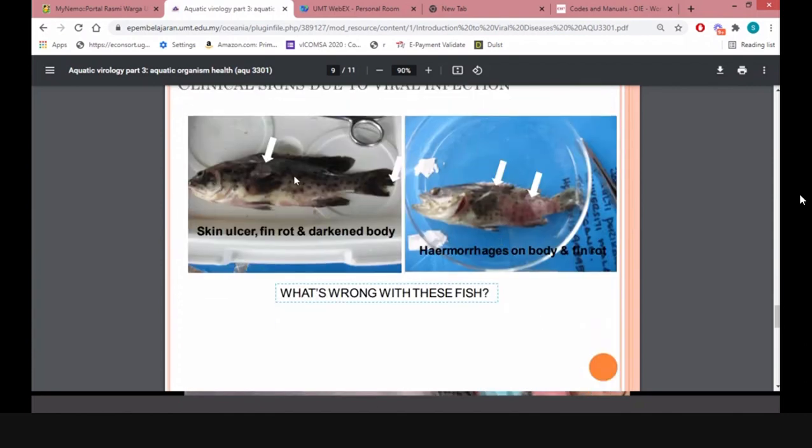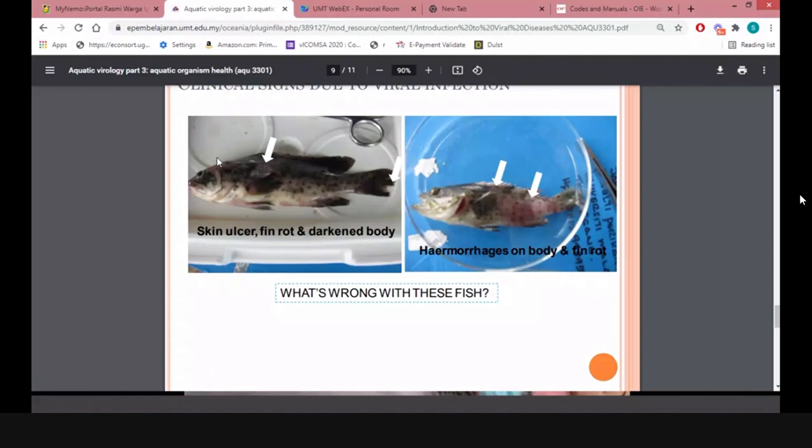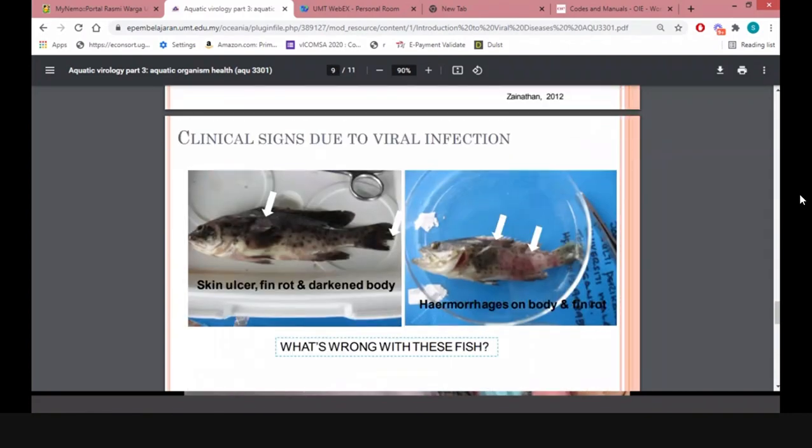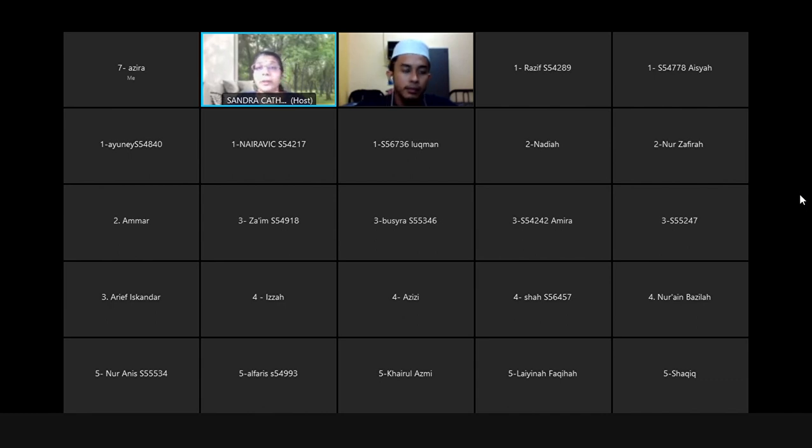So this is also a diseased fish which has skin ulcer, fin rot, perebutan sirip and darkened body. Skin ulcer and fin rot is caused by secondary bacterial infection. This fish has hemorrhage on the body and fin rot. Okay. Do you have any questions? I will show you the OIE website.